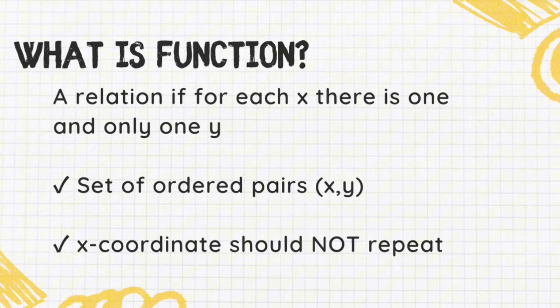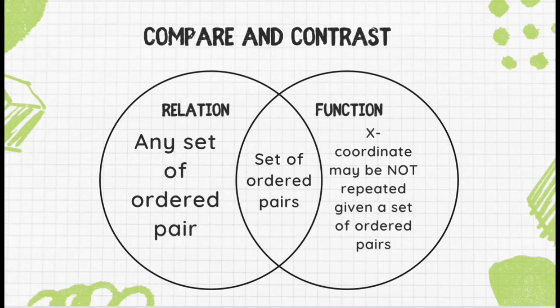Now let's talk about the difference and similarity of relation and function. Relation is any set of ordered pairs, while function, x coordinate may not be repeated given a set of ordered pairs. The similarities of these two is that they are both set of ordered pairs. As I've said a while ago, x coordinate may not be repeated in function.